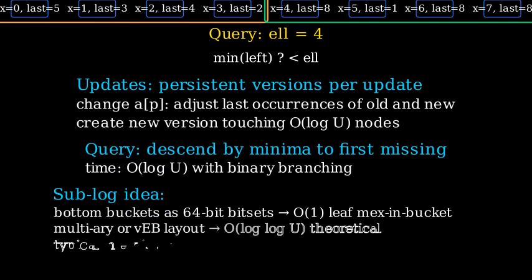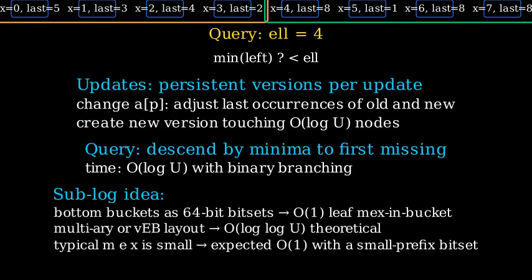With higher branching factors and word-level bit sets near the bottom, the height becomes small and the practical query time becomes sublog, and in theory can reach log-log of the universe using Van Emde Boas style layouts.